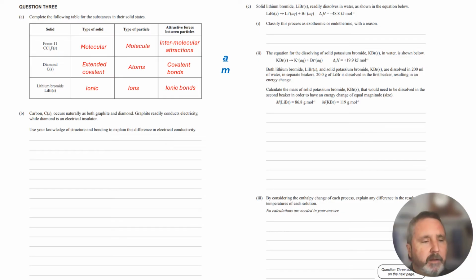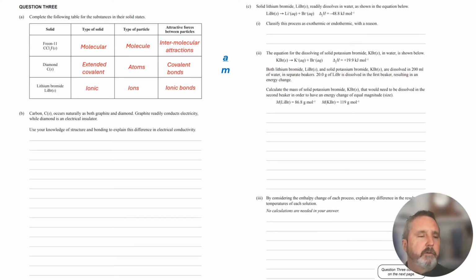In this case, they're going to talk about carbon, and they're actually going to say it can form as graphite or diamond. Now, you should have looked at graphite as an exception because it is an extended covalent solid, but it is slightly different because it conducts electricity, and we should be able to explain the reason for that. So when we explain diamond or graphite, we're going to use the information we have in the table. That is, we're going to say it's an extended covalent compound made of atoms with strong covalent bonds between them.